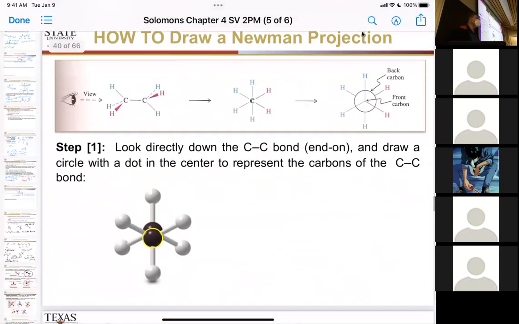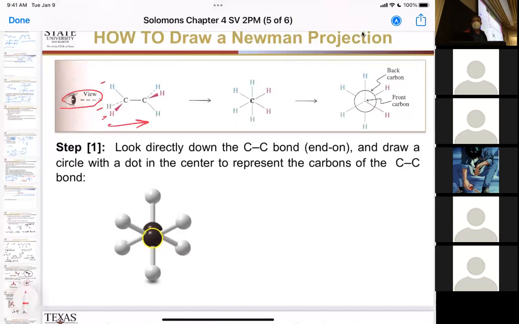So how do we draw a Newman projection? Okay, so what you need to do is figure out what two carbons you want to look at. Okay, so you're going to get a perspective view. And you're going to say, oh, I'm going to look down these two carbons. And if I look down those two carbons, what I'm going to see is, oh, look, I got a hydrogen up here, I have a hydrogen in the back, and I have a hydrogen on my left and a hydrogen on my right. Okay.